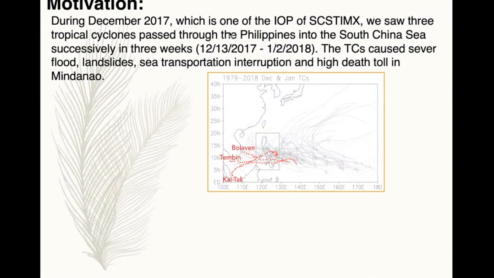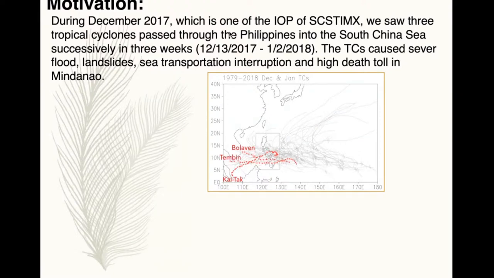Okay, so this study was motivated by a very special event during December 2017, which was one of the LPs of the SCSTIMX. We saw three tropical cyclones pass through the Philippines into the South China Sea successively in 3 weeks. Before this, I did not pay so much attention to this area, but after SCSTIMX I started to look into this area.